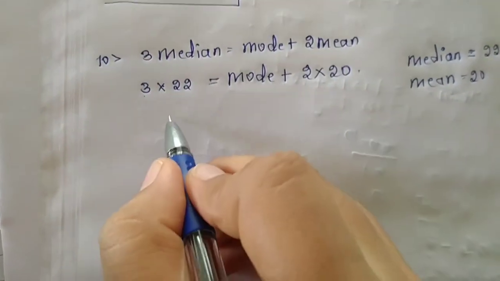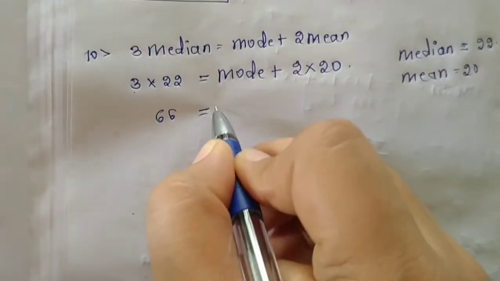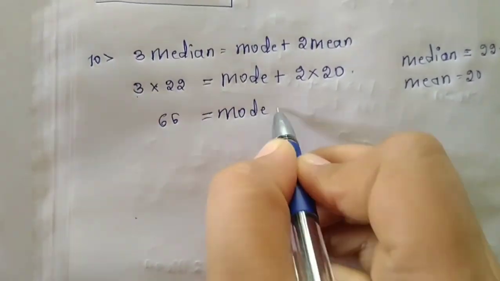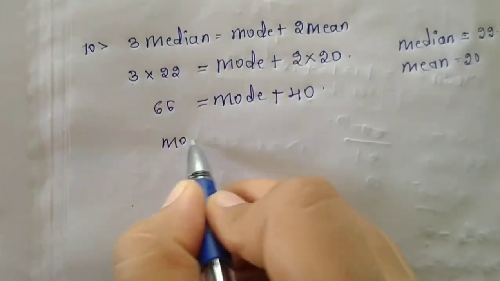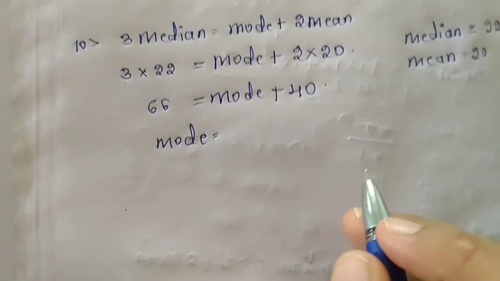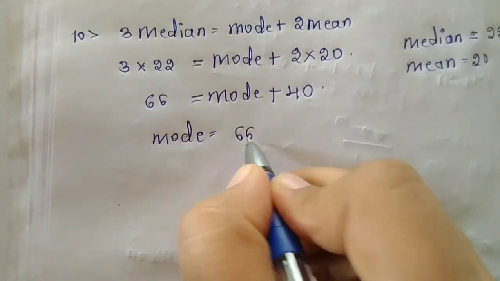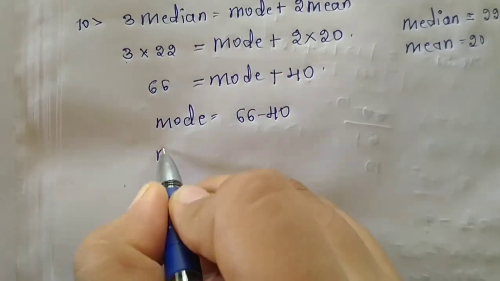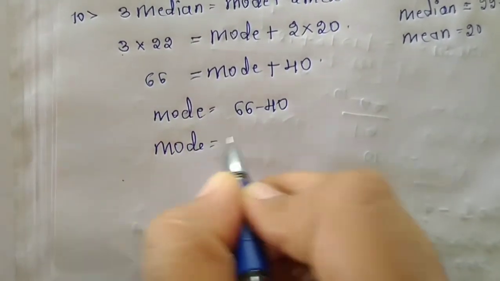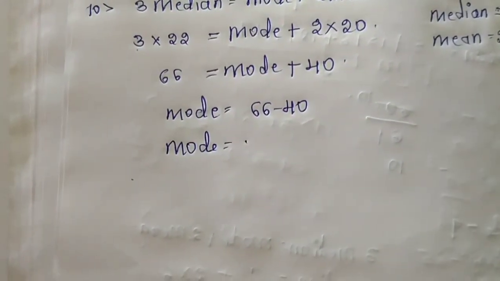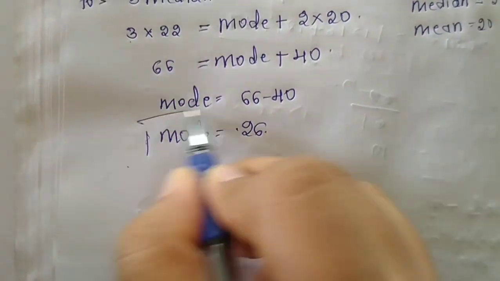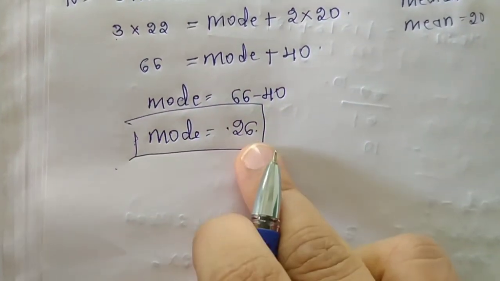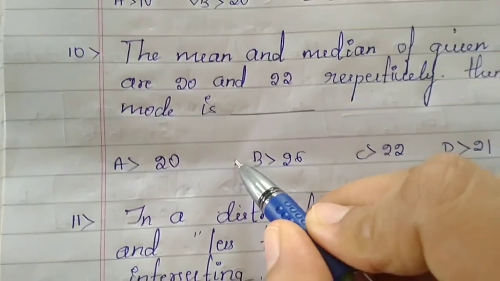So 3 twenty-twos are 66 equals mode plus 40. Okay, so now you need the value of mode, right? So this will be 66 minus 40. Okay, so mode equals 26. So the correct answer is 26. Therefore here the correct option is option B.